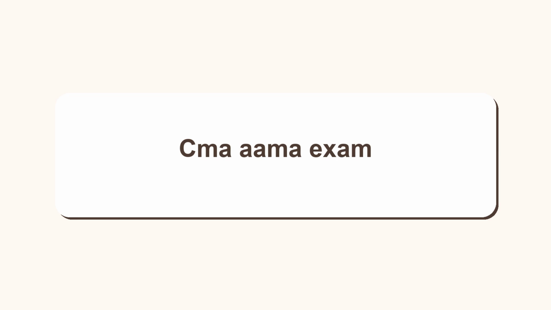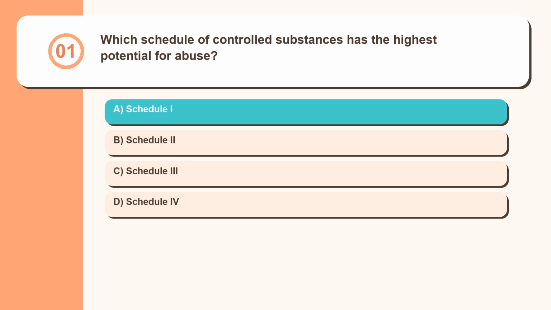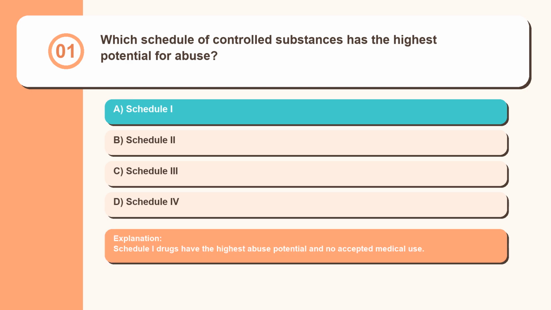CMA AAMA exam. Question 1. Which schedule of controlled substances has the highest potential for abuse? Schedule I, Schedule 2, Schedule 3, Schedule 4. Schedule I drugs have the highest abuse potential and no accepted medical use.